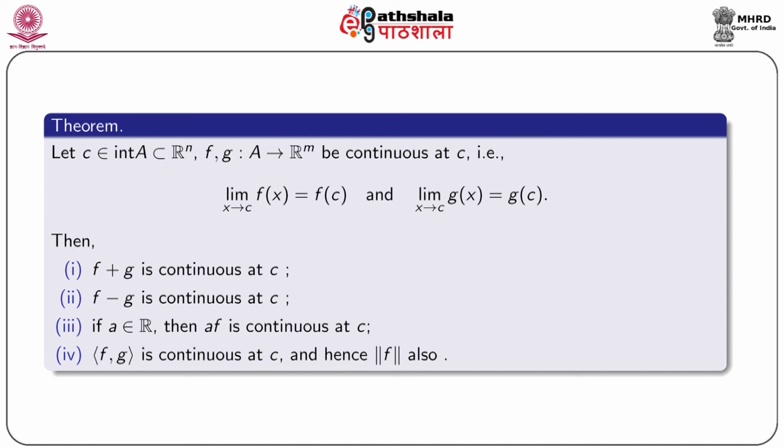Then, the sum function f plus g as well as the difference function f minus g both are continuous at the point c. For any real number a, the vector field af is continuous at c. Finally, the inner product of f and g is also continuous at c and consequently norm f is also continuous.